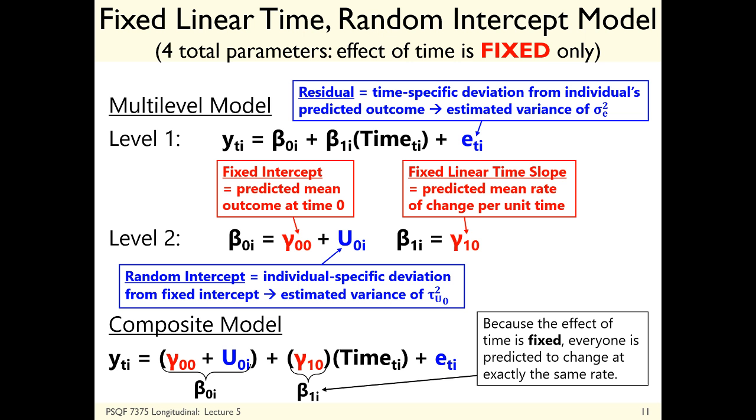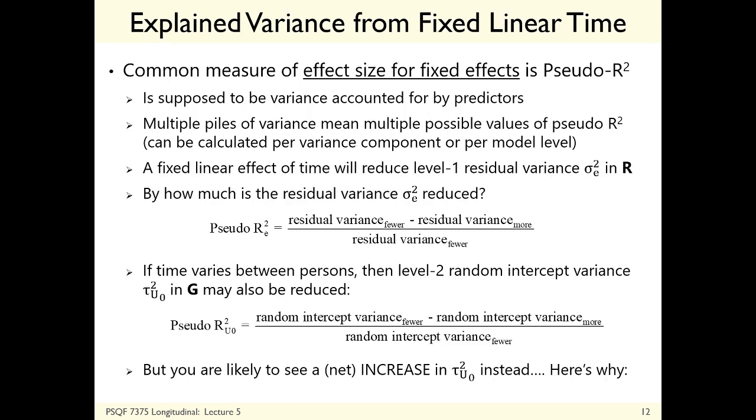So time is measured at level 1. Therefore, when you put in a fixed effect of time, it explains level 1 variance. When that happens, because of the way level 2 variance is estimated, it's going to go up. It's not a problem, it's just a consequence.